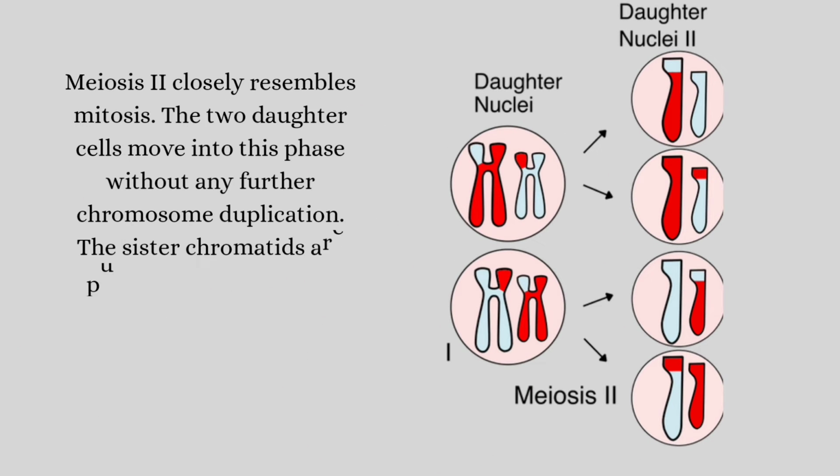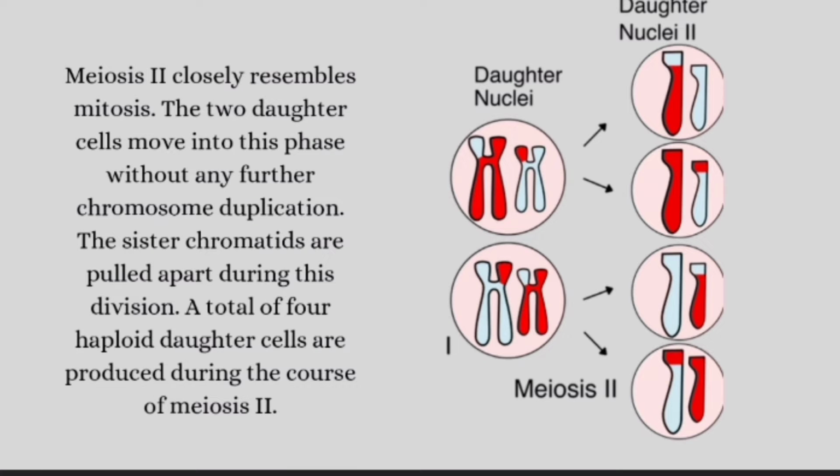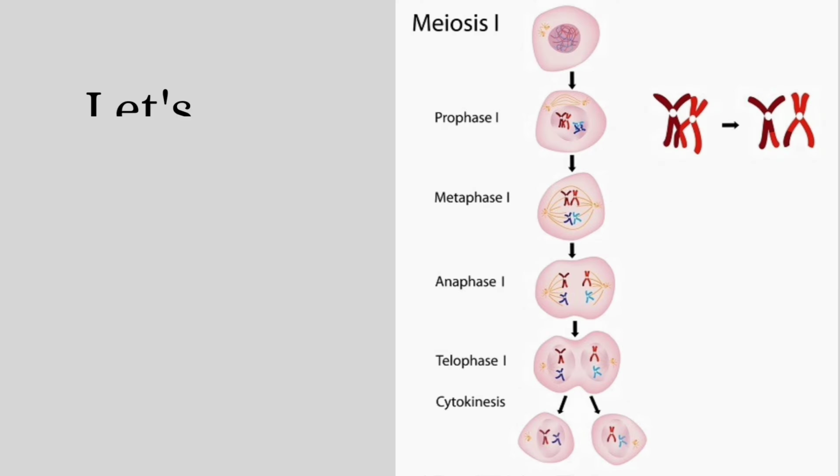On the other hand, Meiosis II closely resembles mitosis. The 2 daughter cells move into this phase without any further chromosome duplication. The sister chromatids are pulled apart during this division. A total of 4 haploid daughter cells are produced during the course of Meiosis II.